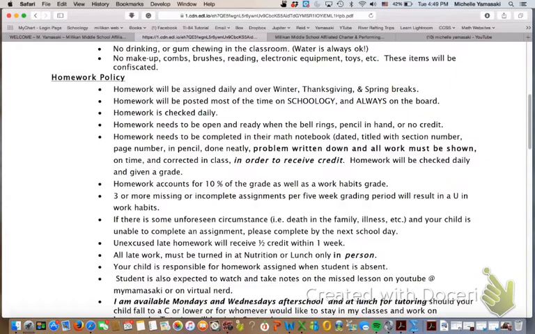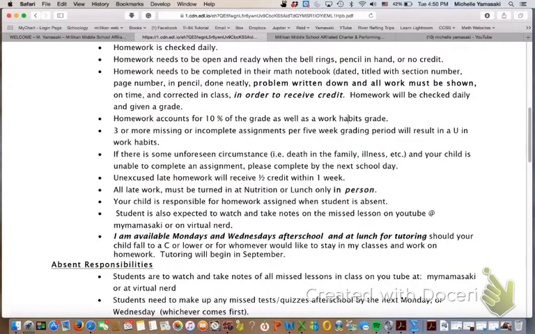If there's some kind of unforeseen circumstance, please tell me about it. I'm human and I want to work with your kids. So if you're at the hospital, if there's a death in the family, I definitely want to know about that. Unexcused late homework will receive half credit within the week.